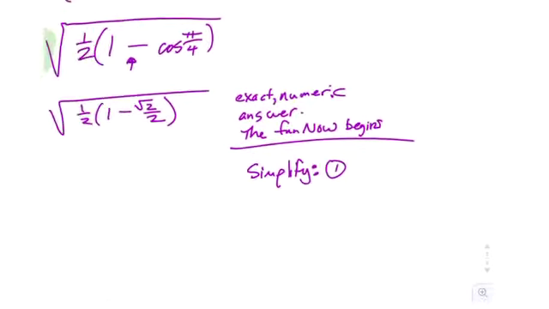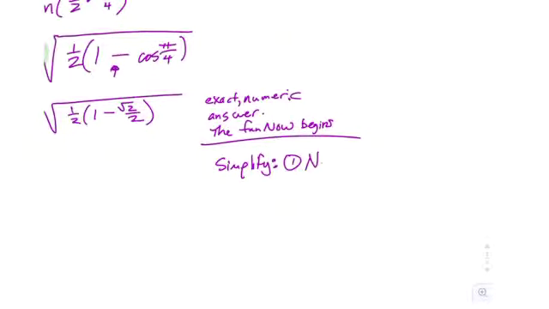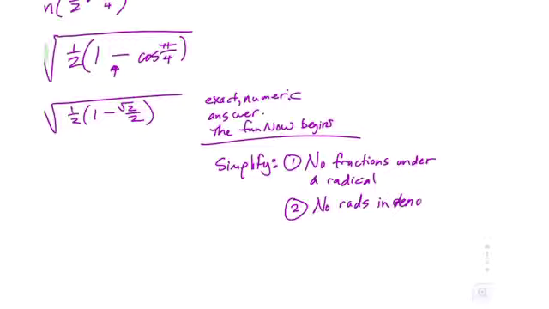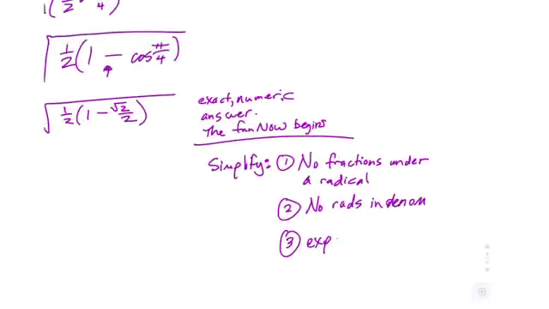Number 1, the first rule is no fractions under a radical. Number 2, no radicals in the denominator. And then number 3, it should be expanded out. That means multiplied out.